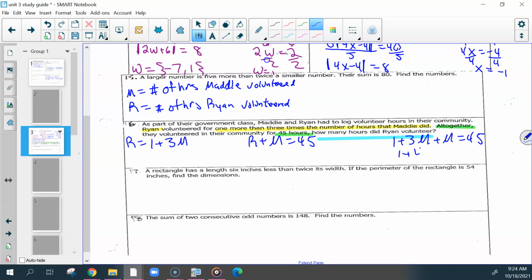So we would combine like terms, subtract the 1 from both sides. Already running out of space. Divide both sides by 4. And make sure you have that unit. So we're looking for number of hours. So it would be 11 hours.